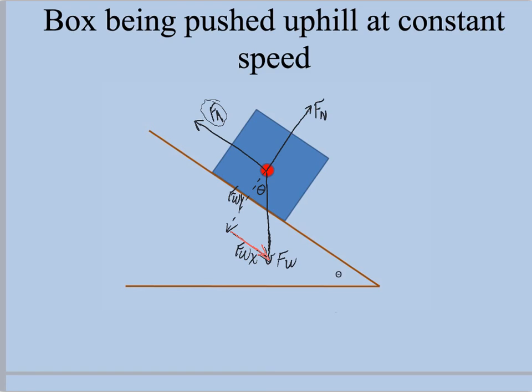So the friction vector that I draw, and what type of friction is it? Looks like kinetic friction because it's moving. The friction vector that I draw plus the FWX vector, the lengths of these, the magnitudes of these, when put together, should equal the applied force up the hill. So this vector and this vector added together should equal the same length as the applied force pushing up the hill.